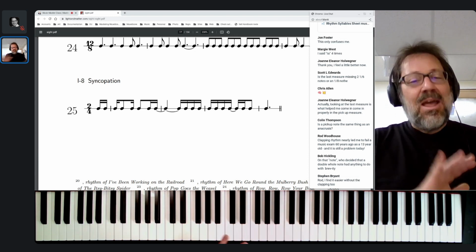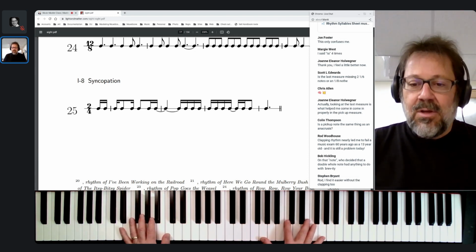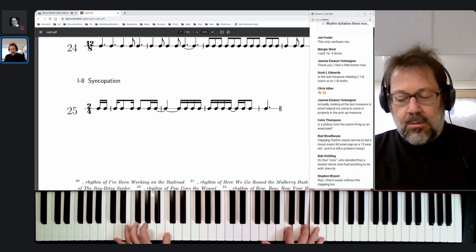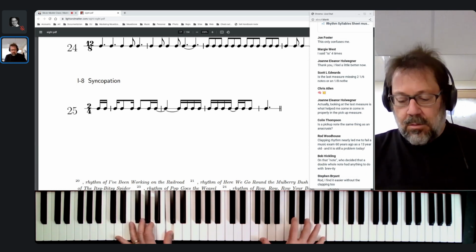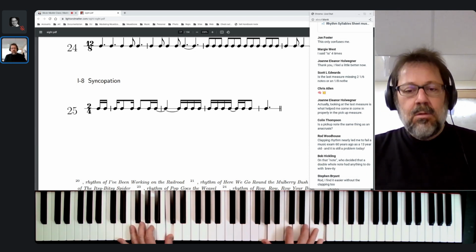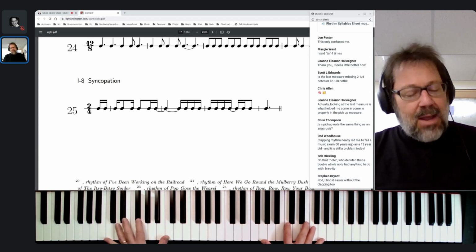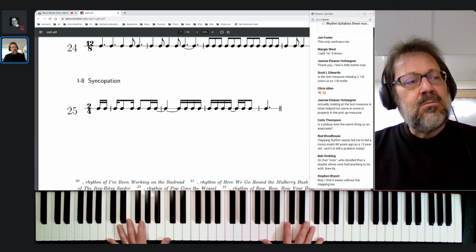So now I'm going to do my hands together. Sorry. 1, 2, 3, 4. Now I'm not getting that right. I used to be able to do this better.